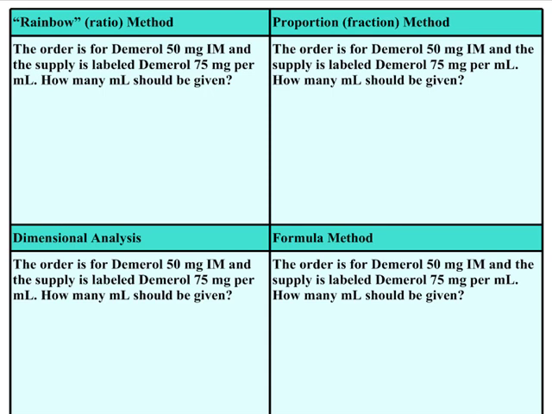First, let's use the rainbow method. We're going to put down what we know our relationship is between milligrams and milliliters. The supply tells us that there's 75 milligrams in each 1 milliliter. The doctor ordered 50 milligrams, and we need to calculate how many milliliters this will be.